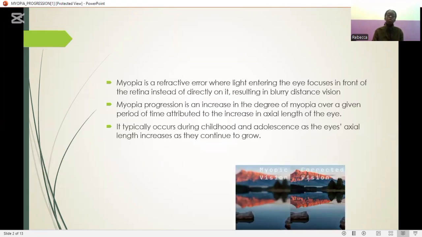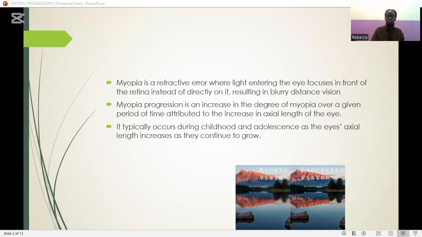Myopia is a refractive error whereby the image of an object that one is looking at is formed in front of the retina instead of being formed on the retina as it's supposed to be. So this results in blurry distance vision. And myopia progression is when the severity of myopia increases over time.